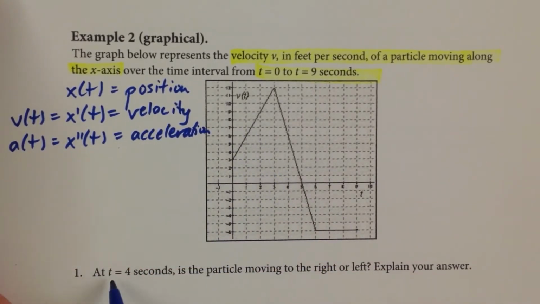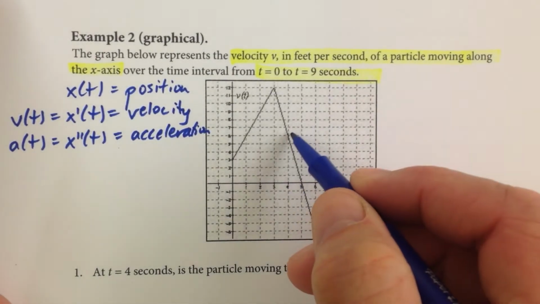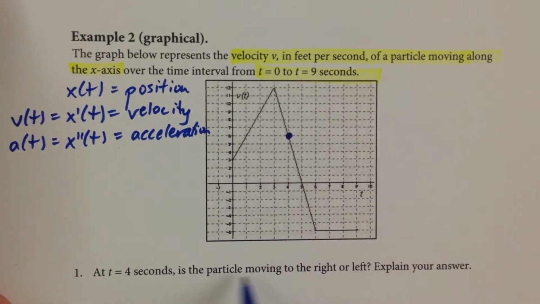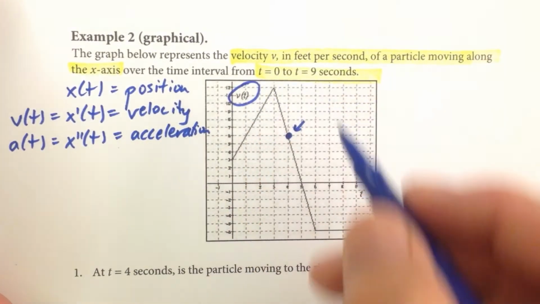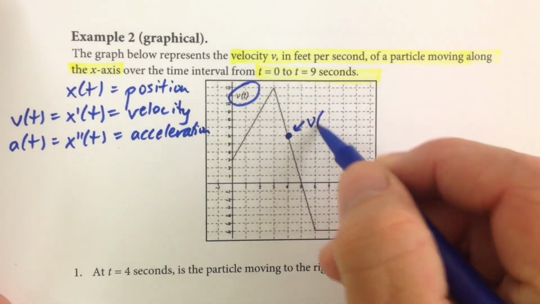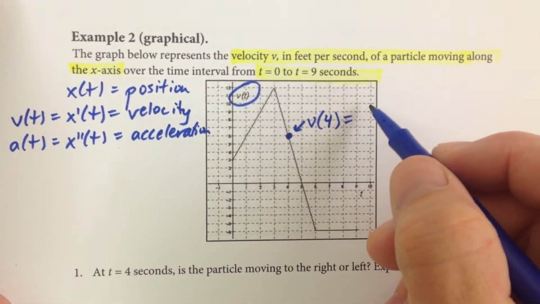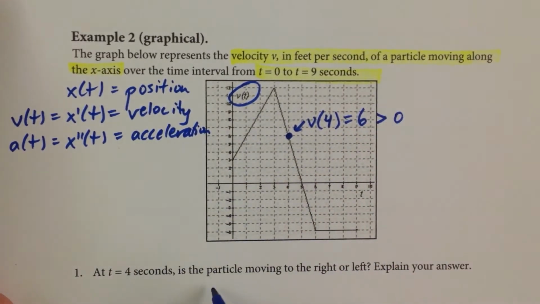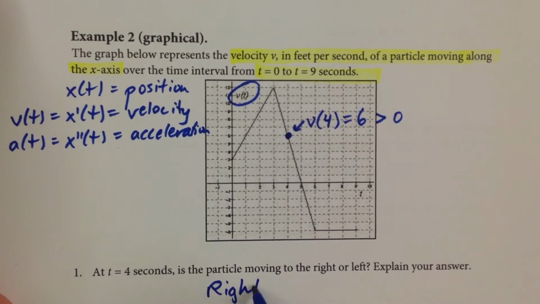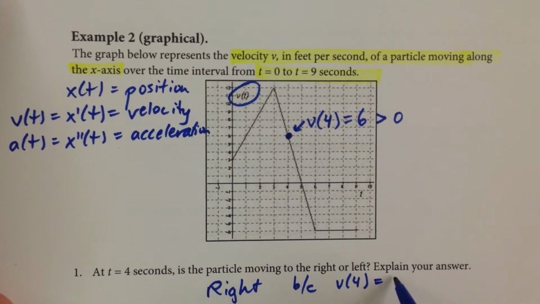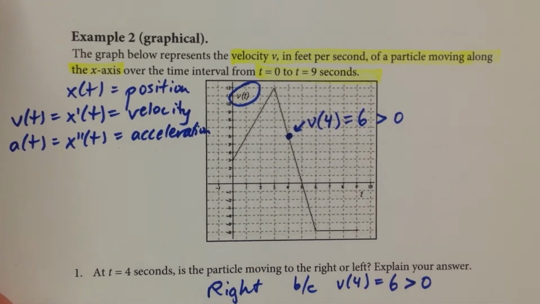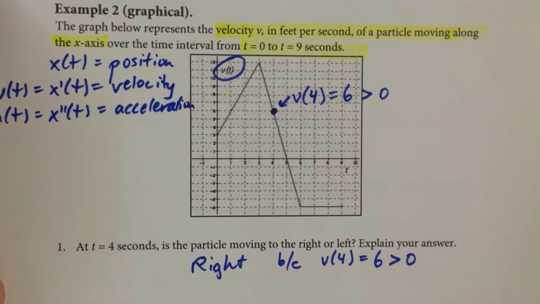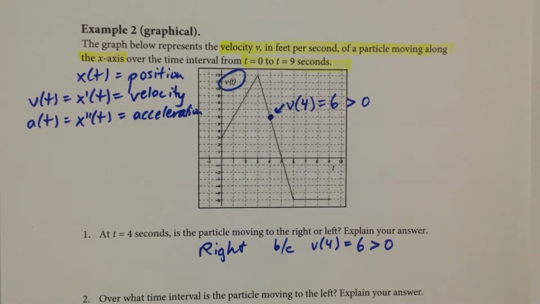And so number 1, at t equals 4 seconds, is the particle moving to the right or to the left? Well, if you look at the graph, this is the graph of v of t, and so we see that v of 4 is equal to 6, which is greater than 0. So we have the particle moving to the right, because v of 4, which is equal to 6, is greater than 0. That's the explanation. That's all you need to write. Let me back up a little bit.